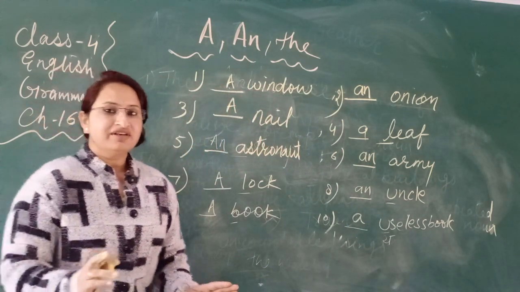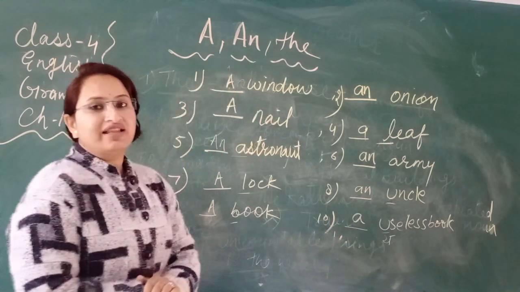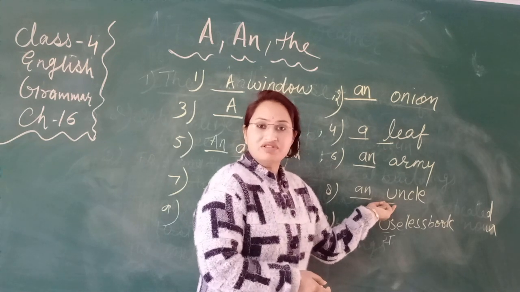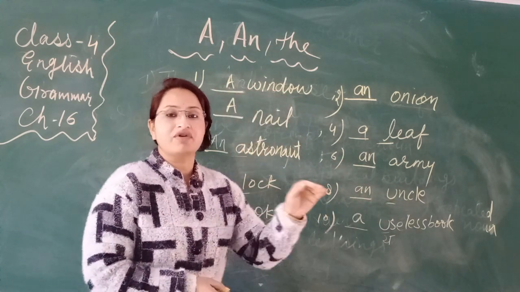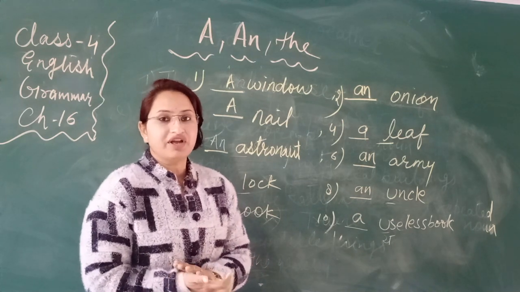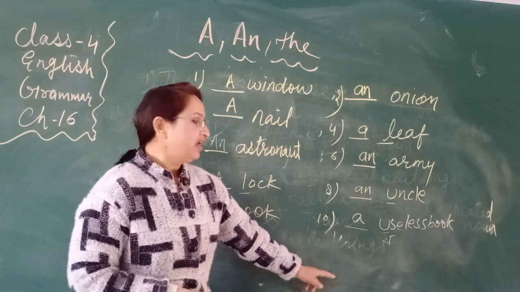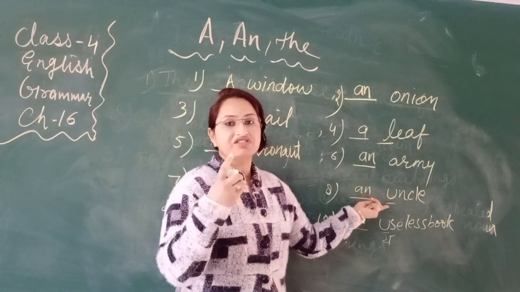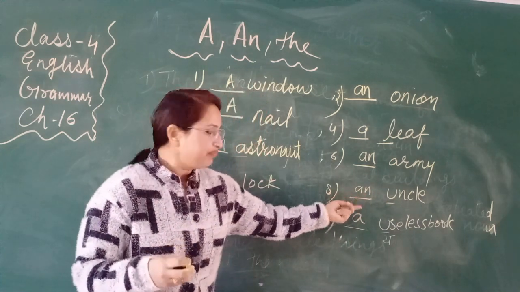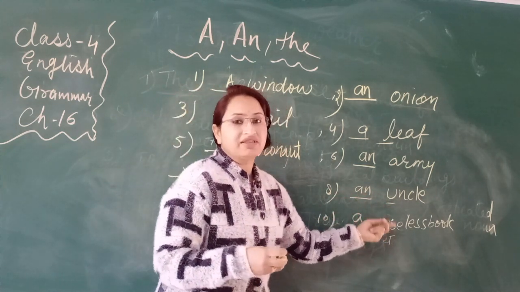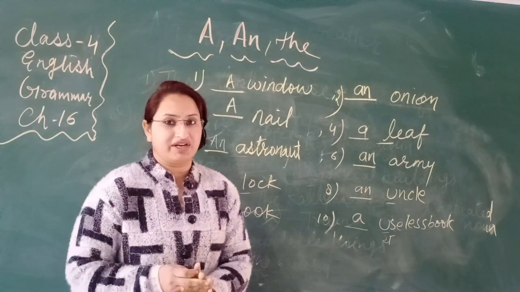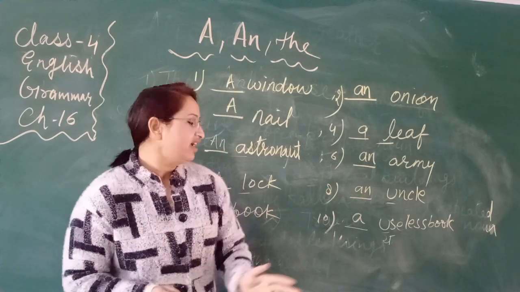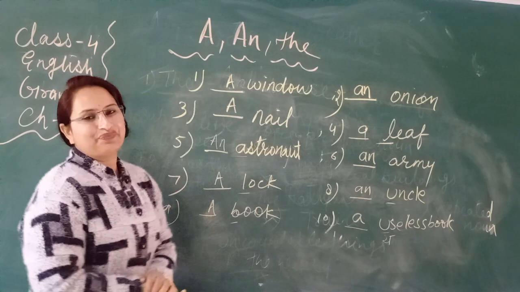Understand my point? Dear students, you have to take care whether the words are starting with vowels or consonants, and their sound should be of the same vowel or consonant. If the sound is different, the article will also change. Here the U letter is given, but the sound which is coming is of A. That's why we are using article an. Here again the U letter is given, but the sound which is coming is of a consonant. Useless. That's why we are using article a.